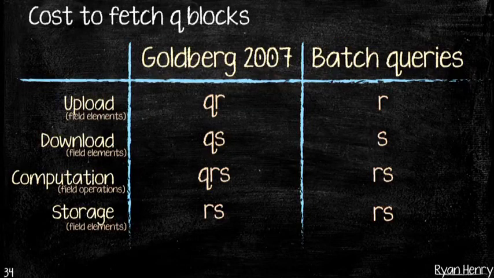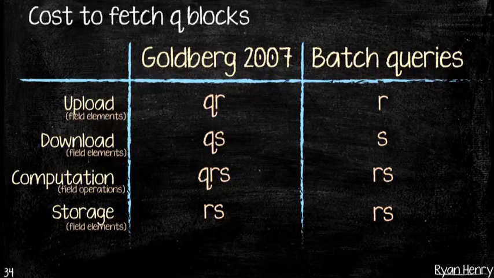If you want to get Q records with Goldberg's protocol, you upload a length R vector, but you have to upload Q of them. So you upload QR field elements to each server. You download a length S element for each query. So you download QS field elements from each server. Each server is doing a vector matrix multiply, which takes RS. It's actually 2RS field operations, not RS. And we have to do that Q times. And the storage cost at each server is RS. They store the whole matrix.